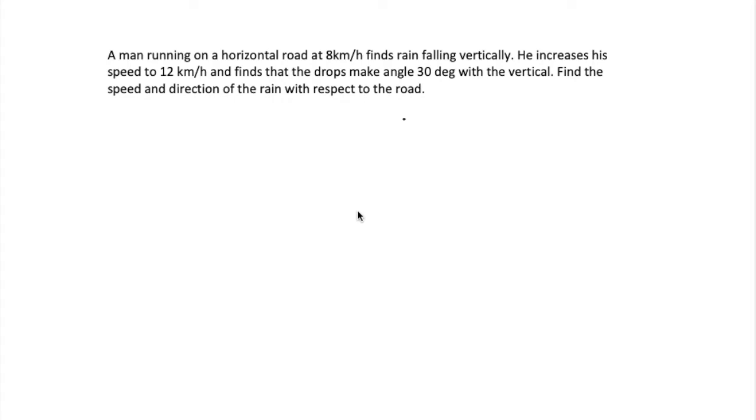Let's try to work a very simple solution for this problem. So this problem says a man is running on a horizontal road at 8 kilometers per hour speed, and the rain is falling vertically as it appears to him, basically. And he increases his speed to 12 kilometers per hour, and he finds, that's an important word, that the drops make an angle of 30 degrees with the vertical. Now what we need to find is the speed and direction of the rain with respect to the ground.